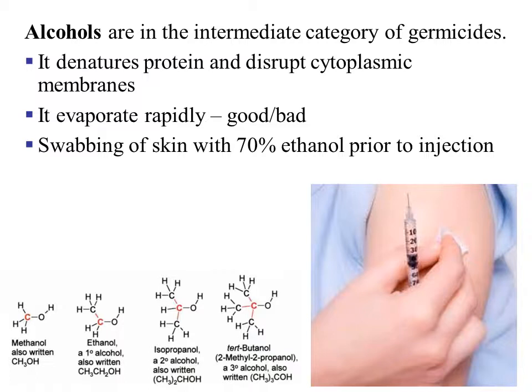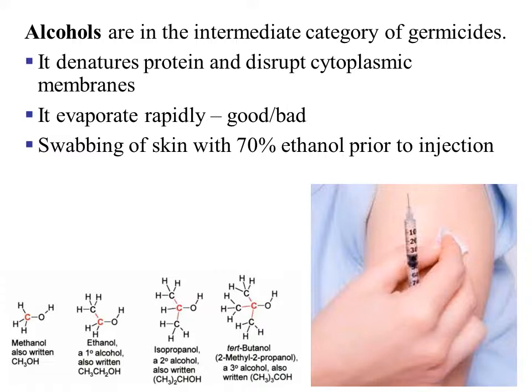The first group are called the alcohols. The alcohols will fall into the intermediate category of germicides. These alcohols will disrupt protein and cytoplasmic membranes. Alcohols will evaporate. This is a good and a bad thing. We dilute ethanol with water to make it a 70% solution.